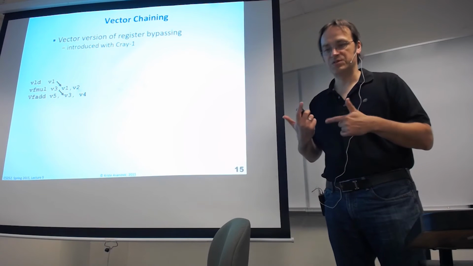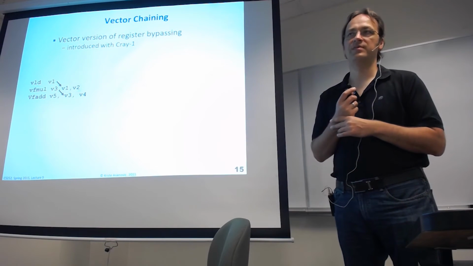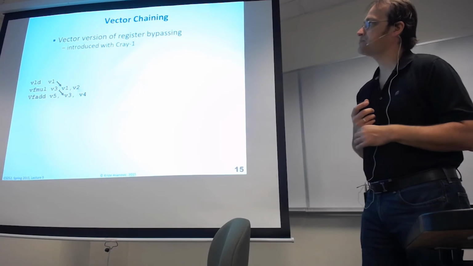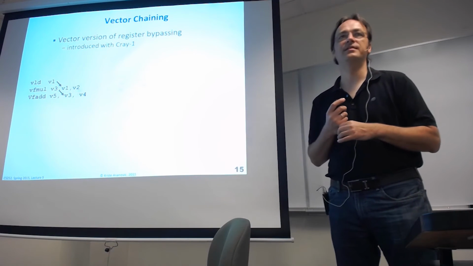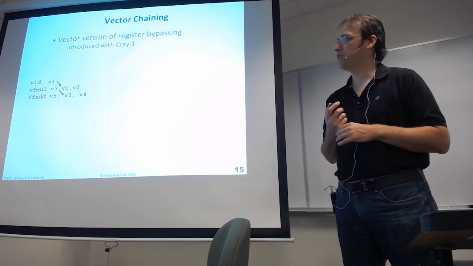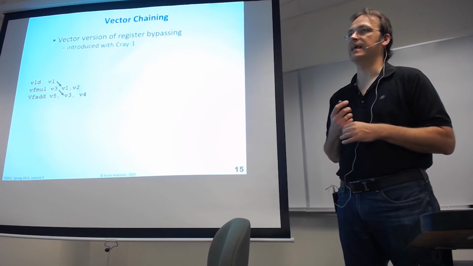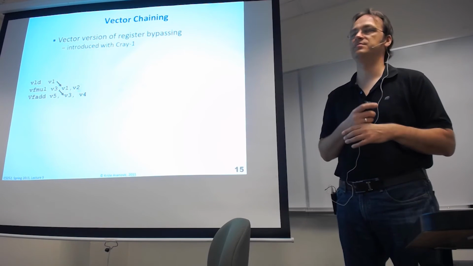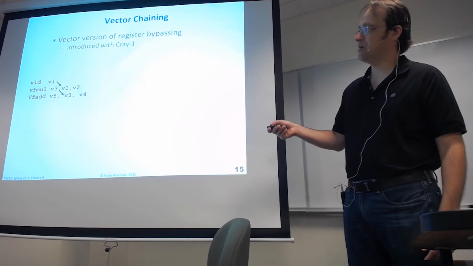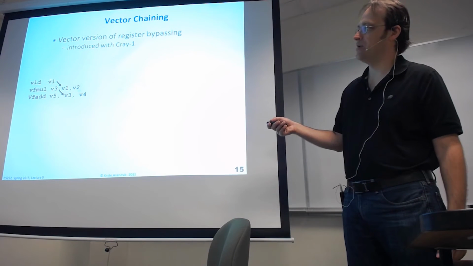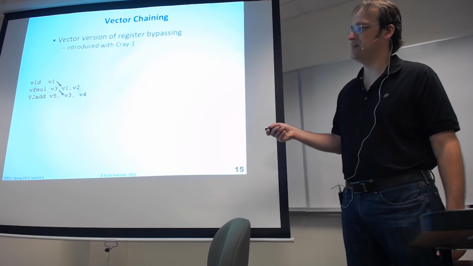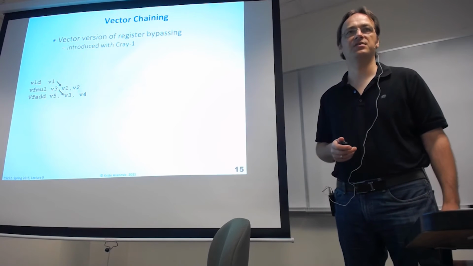So now we'll switch over to talk a bit about the different techniques people have built up around vector machines. That's the basic idea of how vector machines work. With the Cray 1, Cray introduced this concept called chaining, which is just a vector version of bypassing. You're familiar with bypassing for scalar machines. In this little snippet of code, I'm doing a vector load into vector register 1, a multiply using v1 as one of the arguments to produce a result v3, then adding v3 into another register with a vector add instruction.